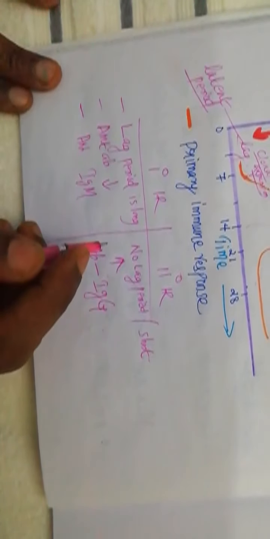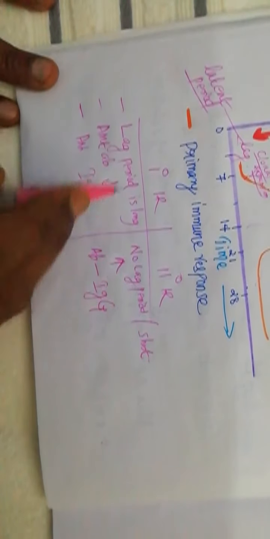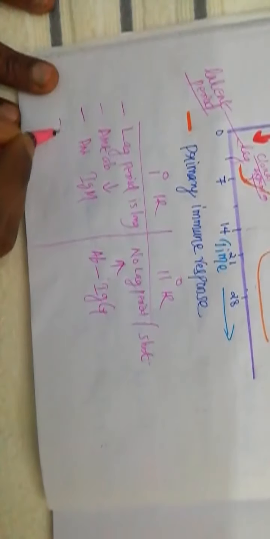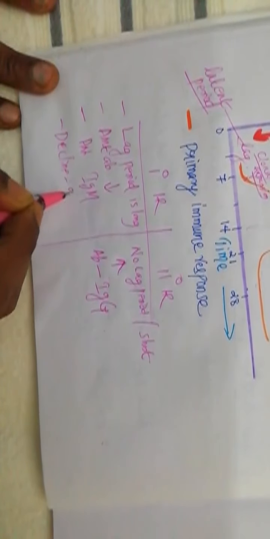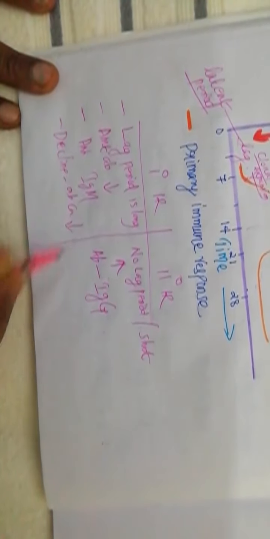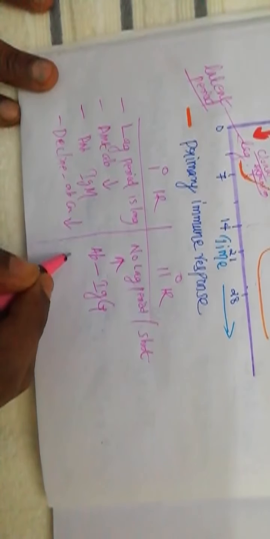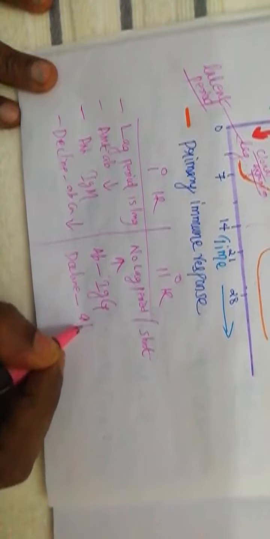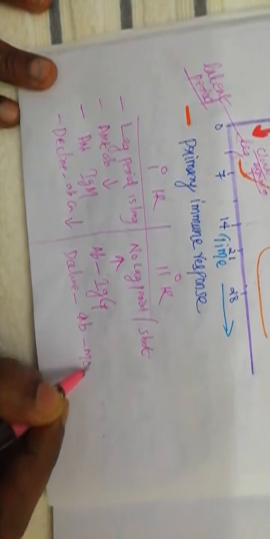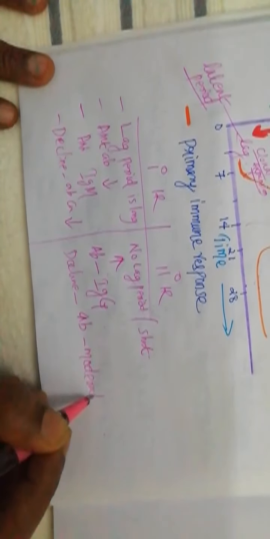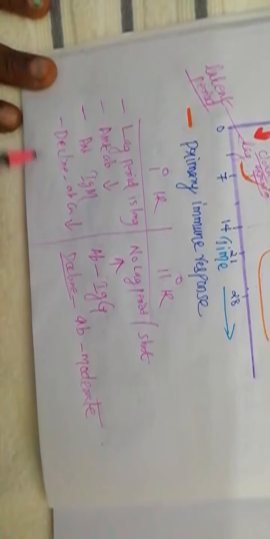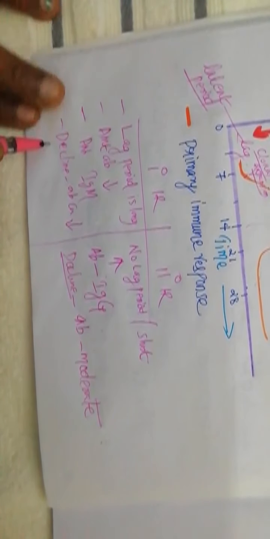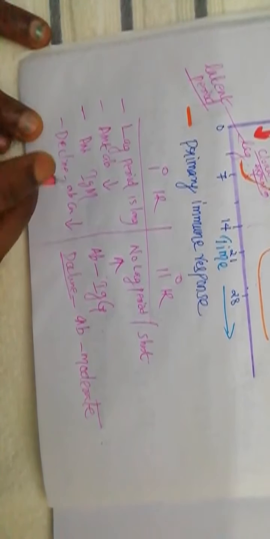Then what else is there? In this case, during the decline period, the antibody concentration is very less, whereas in the case of secondary immune response, during the decline the antibody concentration is moderate, not very low. A moderate level of antibody will be there in the decline, whereas in the case of primary immune response, it will be very less.